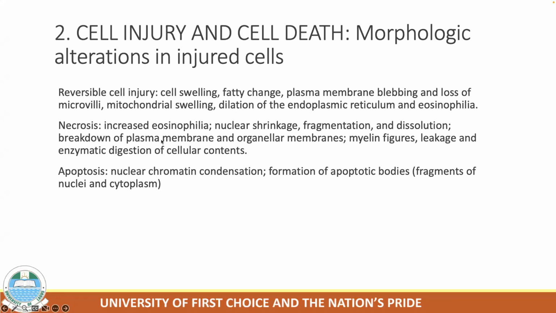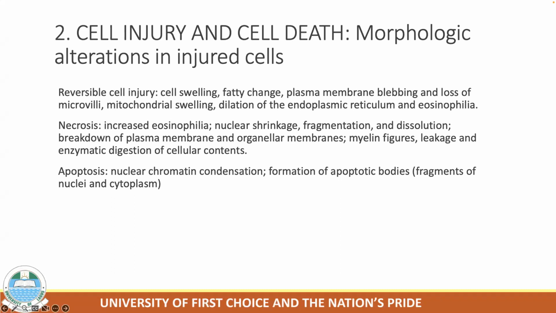There's increased eosinophilia, there's nucleus shrinkage. That's the nucleus becomes smaller. It loses its particles, it loses its content. There's fragmentation as well of the nucleus and dissolution. We're going to see what that looks like. Breakdown of plasma membrane happens, and there's leakage of the content of the cell. There's the organelle membranes as well. That's, for example, the mitochondrion can break up within the cytoplasm. And then you can also have the nucleus itself open up and then leak its content out.